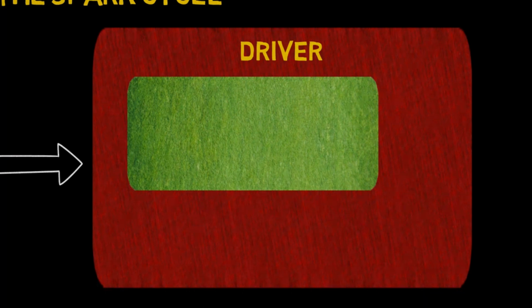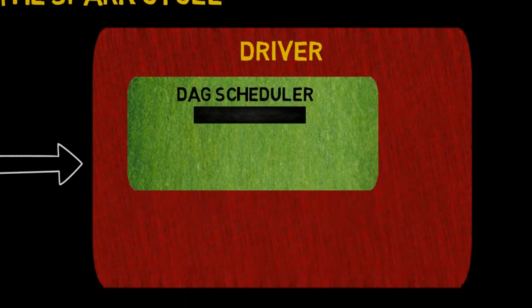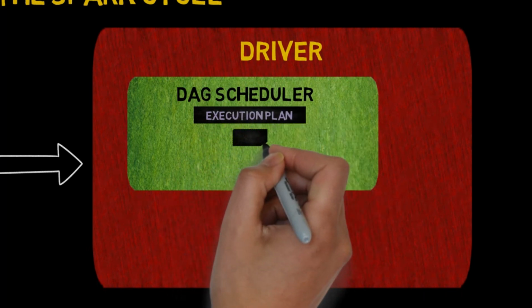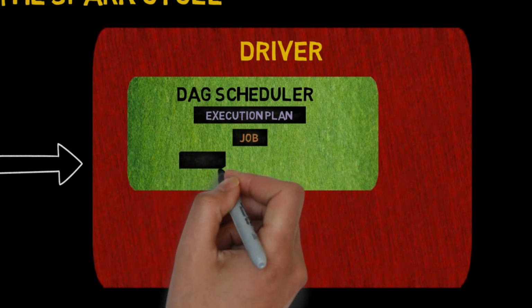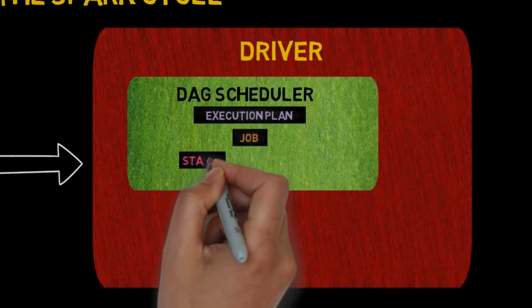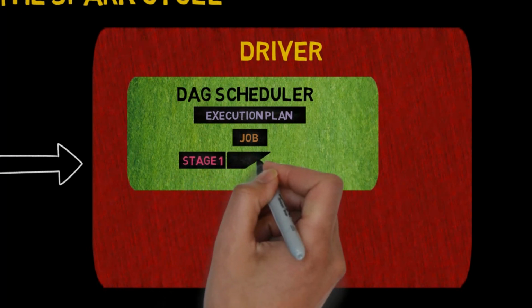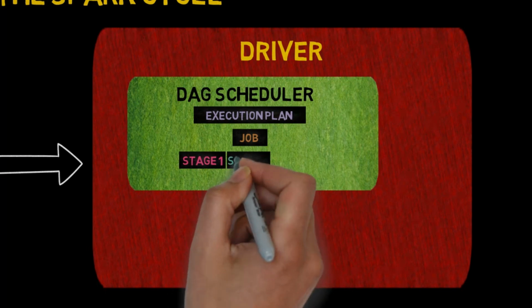execution effectively. The DAG scheduler in Spark divides the logical execution plan into jobs. A job in Spark is the highest level of computation and is triggered by an action such as count, collect, or save on a Spark RDD, data frame, or dataset. Jobs are broken down into multiple stages, where each stage consists of tasks that do not require data shuffling.